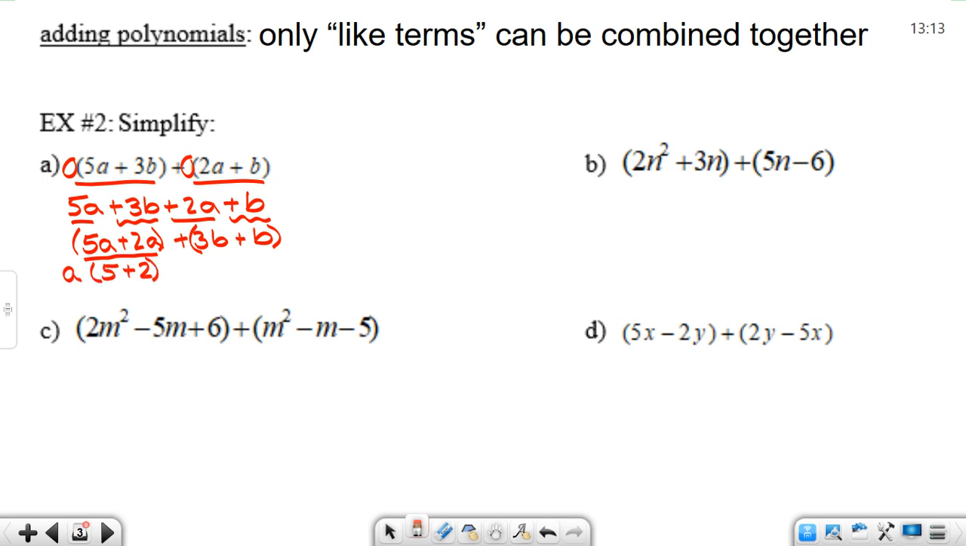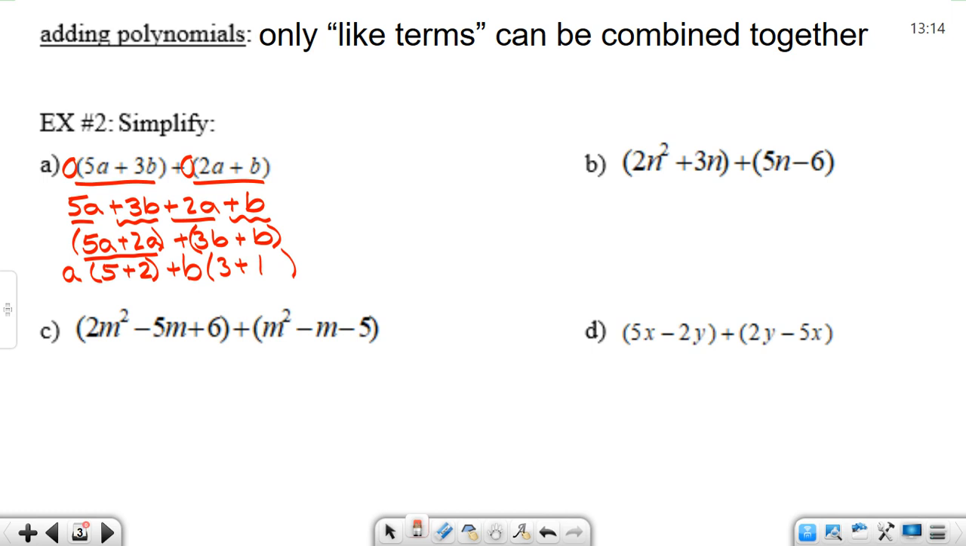So if I factor out an a, we haven't really discussed factoring a whole lot this year. However, you did do factoring in middle school. So remember, I'm dividing the a out and it's coming out front, and I'm left with 5 plus 2 on the inside. And I'm going to do the same thing with my second grouping. I'm going to factor out a b. And that's going to leave me with 3 plus 1.